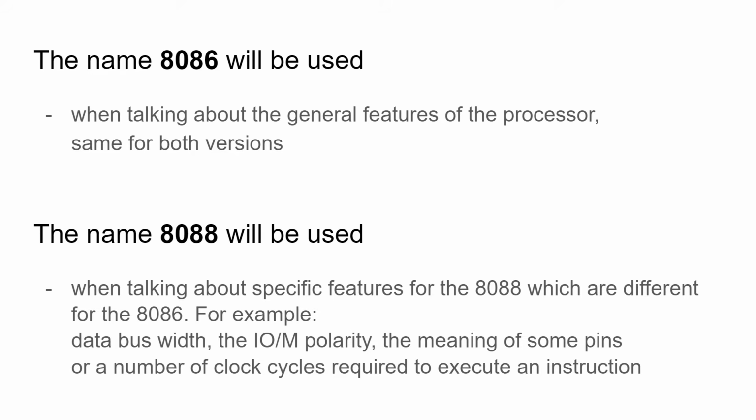Before we carry on, I'd like to clarify one thing. During all these videos, my intention is to use the name x86 when talking about the general features which are the same for both processors, like the registers or the instruction set, for it being the original version of the CPU which gave birth to the x86 architecture. But when I talk about any specific feature of the 8088, like for example the width of the data lines, I will mention 8088 explicitly.